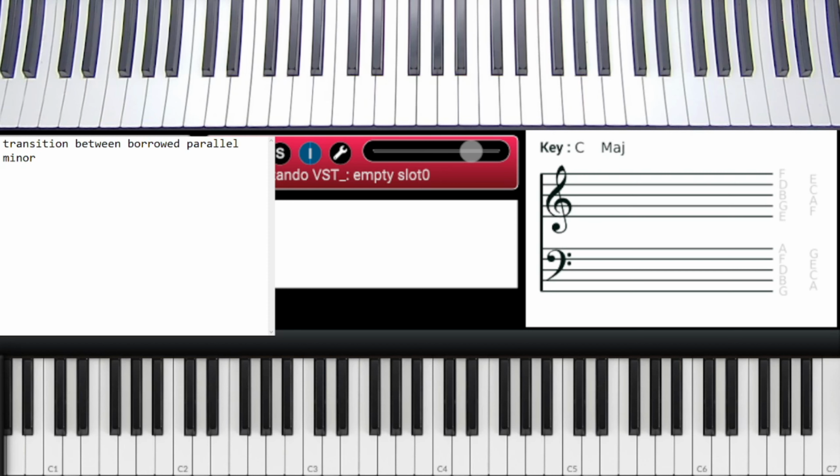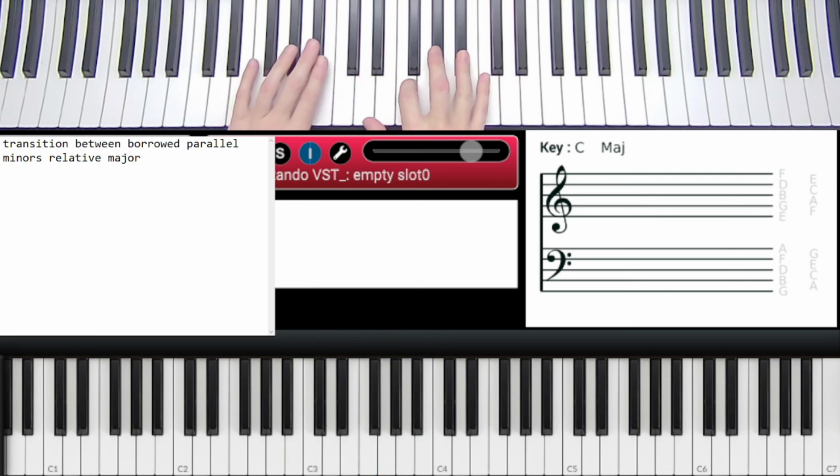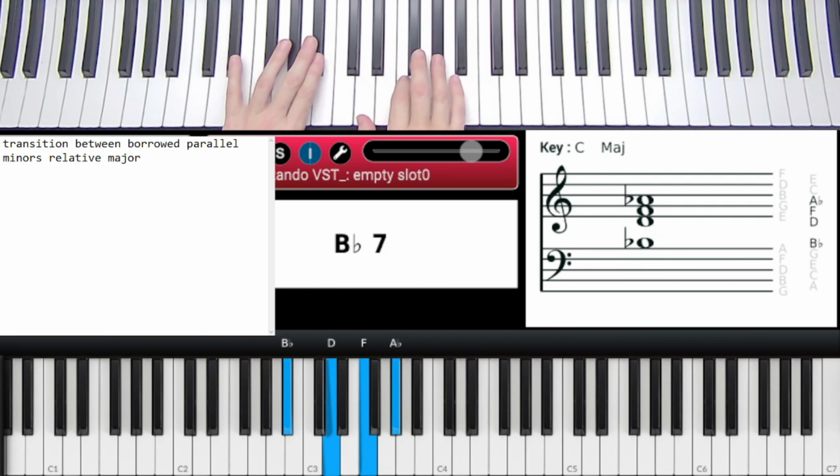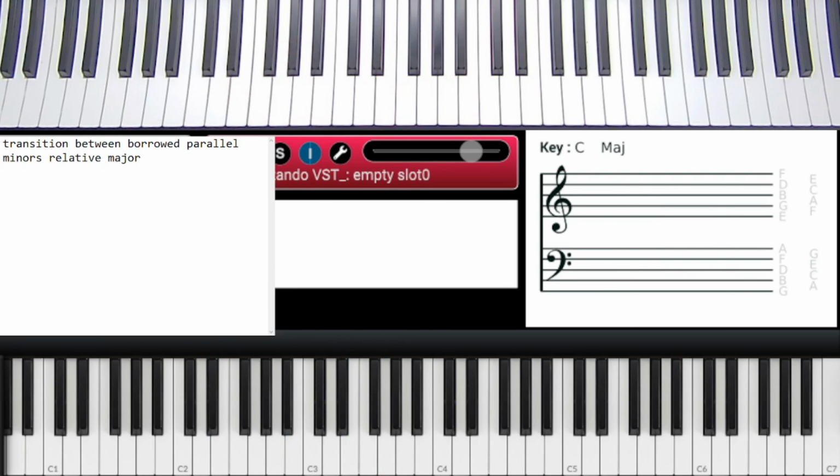It's easy to do if you know how to use modal interchange, borrowing, whatever you want to call it. So what do I mean by this exactly? Well, now this is C major, okay. C minor, well, the relative major of C minor is E flat. So if I use that borrowed 7 dominant chord in C major, you could go straight to E flat.